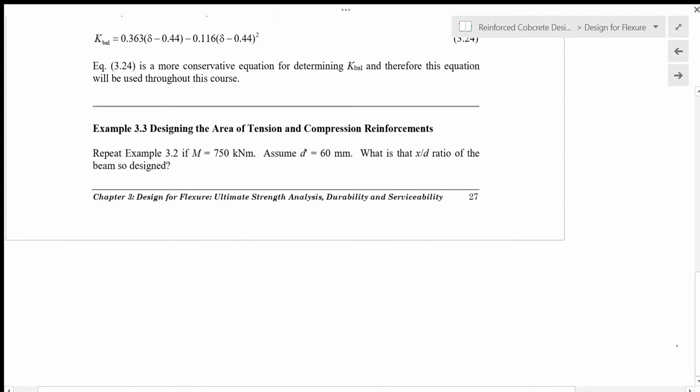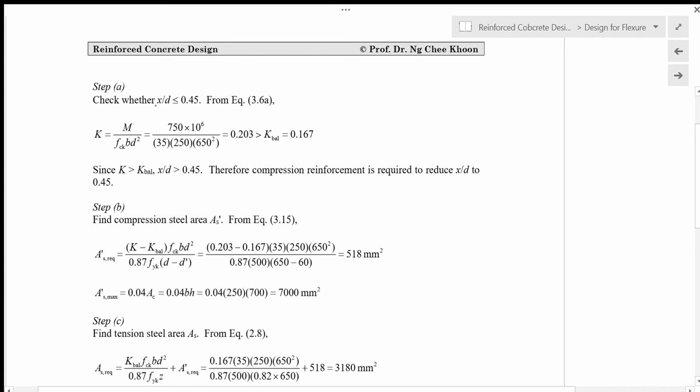So now let's look at one example which is similar to example 3.2, but the moment due to load effects is 750 kilonewton meter. By assuming that the location of the compression steel is at 60 mm, we want to know what is the x over d ratio of the beam that we have designed in this case. So we still start the design by checking x over d ratio, but we will check the k value instead of x over d. When we calculate the k value, it is more than the k balance of 0.167.